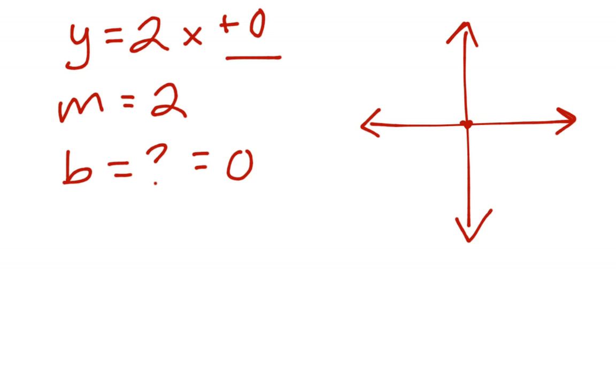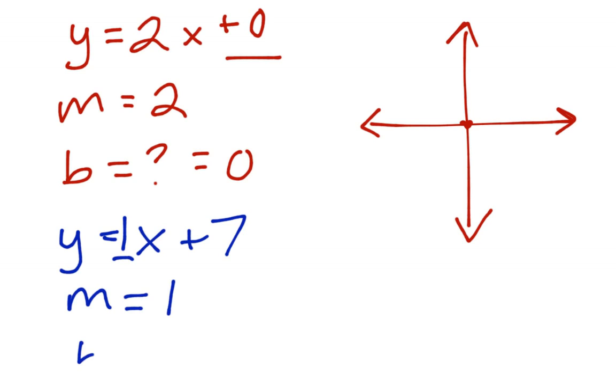A related idea that might be confusing is, what if you see the equation y equals x plus 7? What is m? Again, an invisible number. This time it's 1. So the slope would be 1 here, and the y-intercept would be 7.